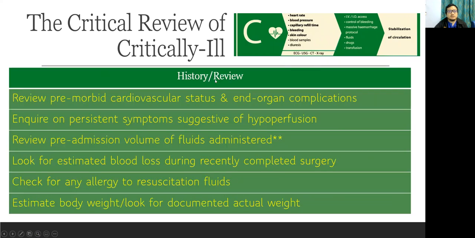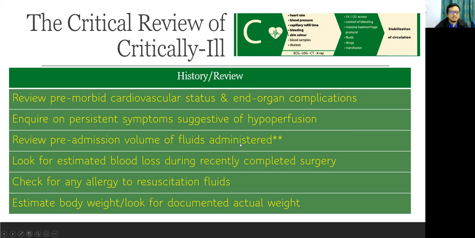For history review, you have to review the pre-morbid cardiovascular status and end organ complications like acute kidney injury, liver failure, among other things, because cardiovascular status can lead to other organ complications. Inquire about persistent symptoms suggestive of hypoperfusion, such as anemic symptoms, dizziness, lightheadedness, syncope, near fainting. When the patient is admitted to ICU, see whether the treatment given in the emergency department and by the medical team in the wards has improved things by the time the patient is admitted into the ICU.